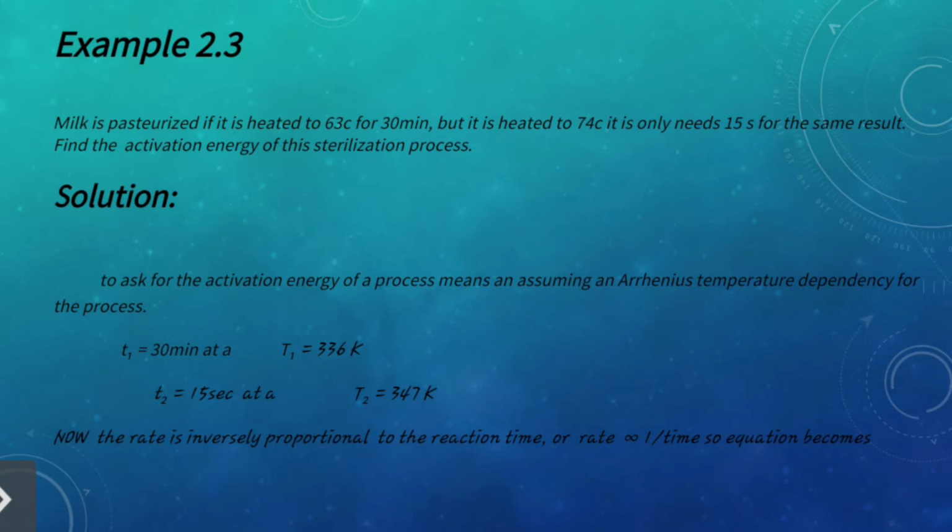Here is the solution. First of all, to ask for the activation energy of a process means assuming Arrhenius temperature dependency for the process. Now we are given in the question 30 minutes at T1 equal to 336 Kelvin, and 15 seconds at T2 equal to 347 Kelvin. Now as we know, the rate of reaction is always inversely proportional to the time.